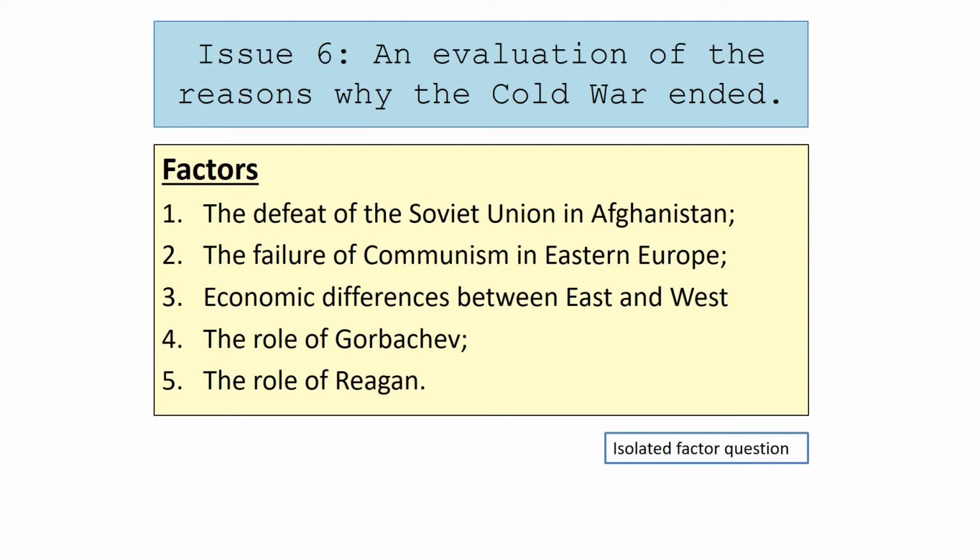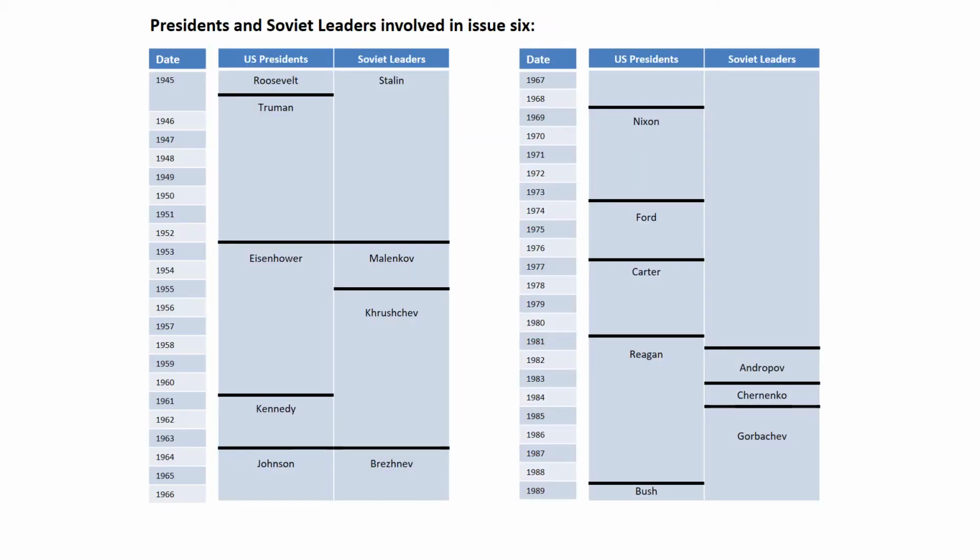Now, this question is usually an isolated factor question, so that means one of these factors will be named in the question. So in your jotters, or if you're typing this up, note down the 5 factors which you'll be looking at. Now, the presidents and Soviet leaders involved in this issue: we've got Ronald Reagan here, who features heavily, and although there are 2 Soviet leaders, Andropov and Chernenko, we focus on Mikhail Gorbachev, in particular on his role in the end of the Cold War.